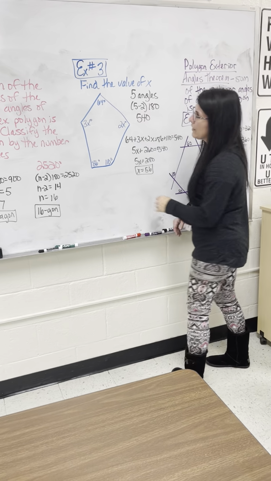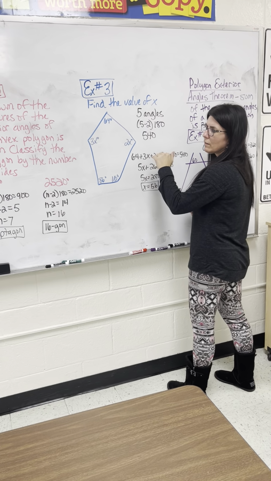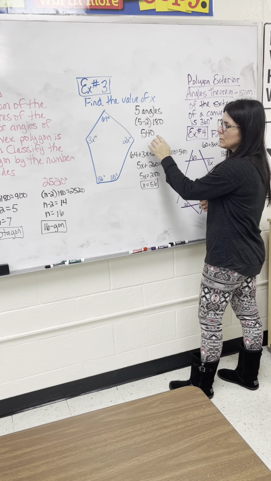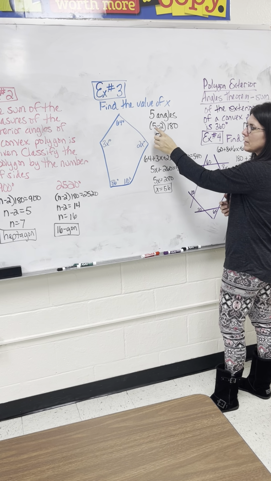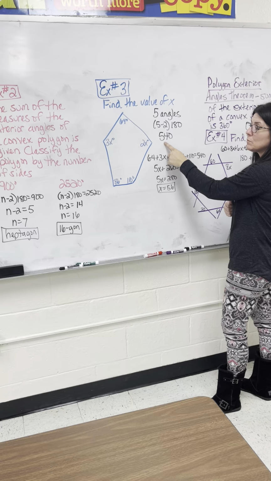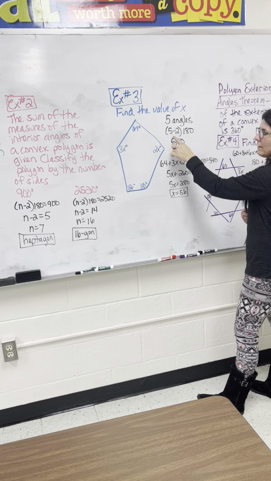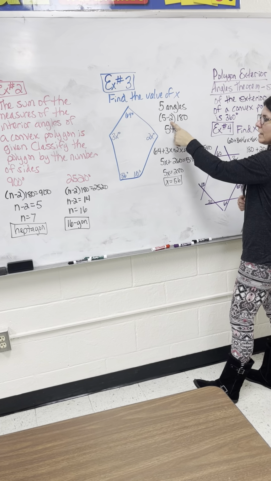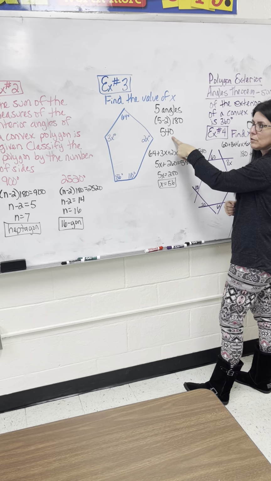With my blue picture here, it says find the value of x. So this is kind of an application. To figure out the value of x, the first thing I'm going to do is find the sum of all of these angles. So I'm using that same formula, n minus 2 times 180 gives me that total. So I have 5 sides, 1, 2, 3, 4, 5. 5 minus 2 gives me 3. 3 times 180, the sum of all of those angles is 540.